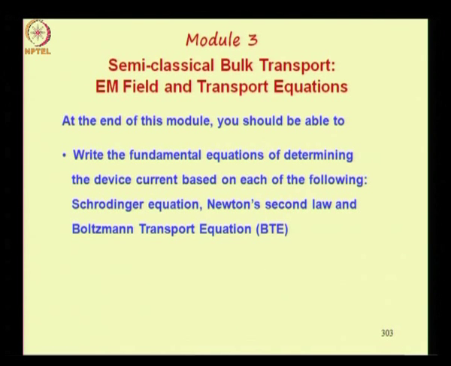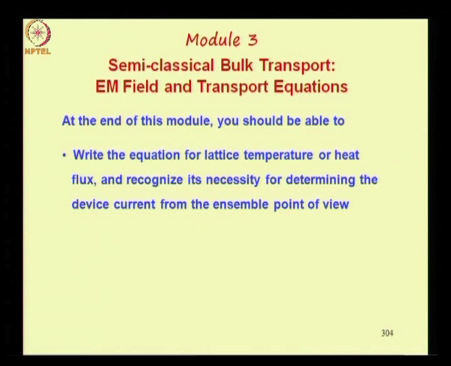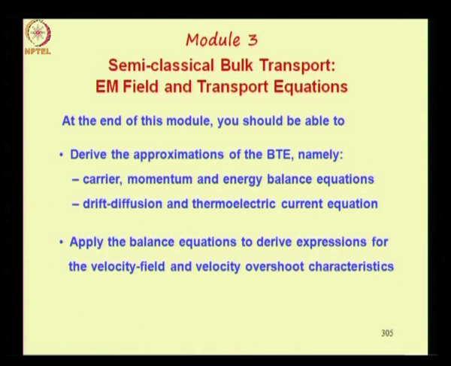Write the fundamental equations of determining the device current based on each of the following, namely Schrodinger's equation, Newton's second law and the Boltzmann transport equation. Write the equation for lattice temperature or heat flux and recognize its necessity for determining the device current from the ensemble point of view. Derive the approximations of the Boltzmann transport equation, namely the carrier, momentum and energy balance equations and the drift diffusion and thermoelectric current equation. And finally, apply the balance equations to derive expressions for the velocity field and velocity overshoot characteristics.